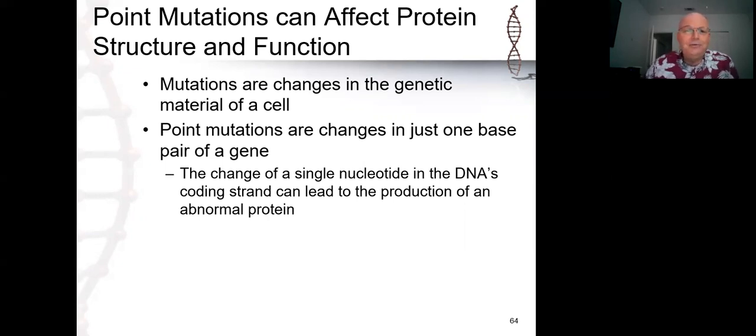So while we talk about point mutations as being single nucleotide changes, we actually refer to them as base pair changes, because as soon as you change one nucleotide, you are going to change its complementary partner on the other strand. So you're going to change both nucleotides in that pair. So a point mutation is sometimes referred to as a base pair change. These are the most common types of mutations.